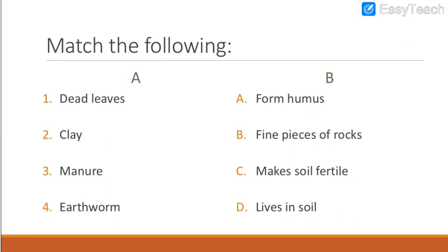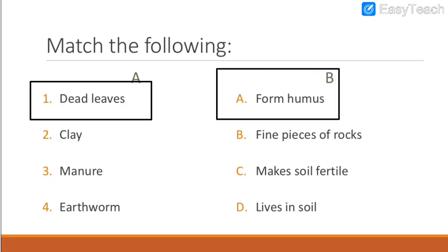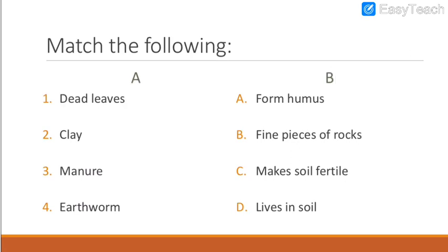So here column A is questions, column B is answers, and I have already arranged the answers beside the questions, so you don't have to match, you just have to go through it. Question 1 is dead leaves. Then the answer should be form humus. It gives us humus, the dead leaves. Dead leaves means not the green leaves, but the dry leaves, which fall down from the trees.